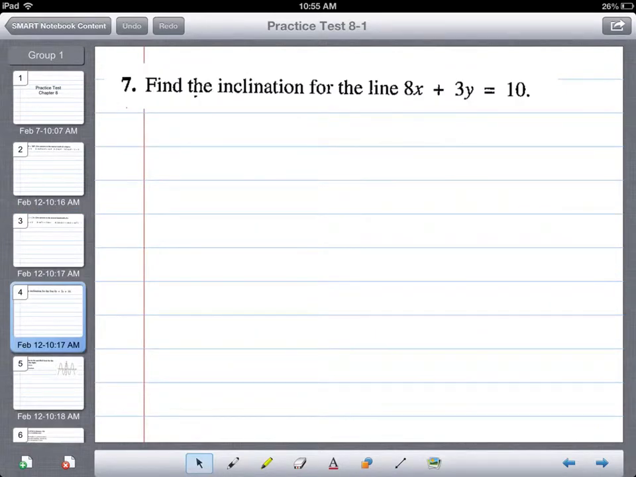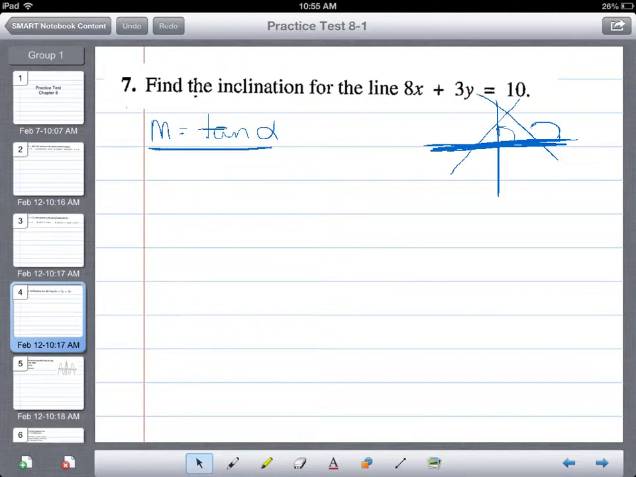Finding the inclination angle for the line 8x plus 3y equals 10. That's where we need to use this formula: slope equals the tangent of the inclination angle. Again, it seems like forever since we've talked about this, but anytime you have a line, it forms an angle when you measure it with the x-axis. So whether I have a positive slope or a negative slope, I measure it against the x-axis and get an obtuse angle, or maybe an acute angle.